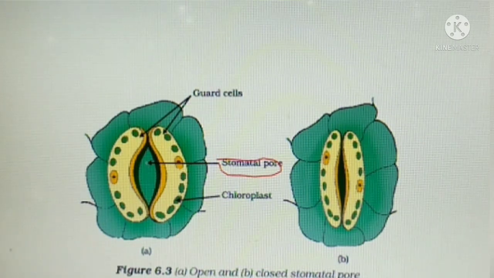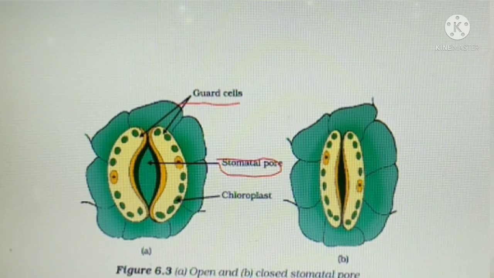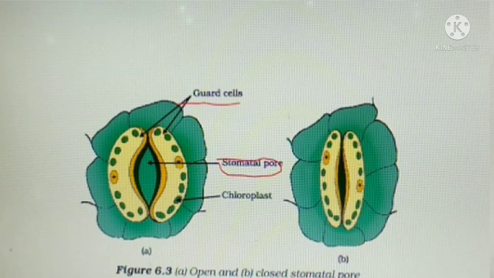This stomatal pore is surrounded by two kidney shaped cells that we call the guard cells. These guard cells help the stomatal pore to open and close. In the first one we can see the space here, that means it is open, and in the second one there is no space here, we cannot see any space, so it is closed.